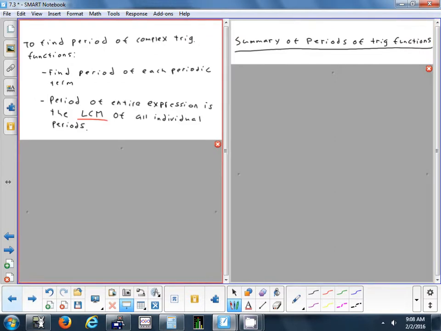And then after you have the period of each periodic term, the problem we're going to do has 2. You could have 3. It depends on the problem. The period of the entire problem is the least common multiple of all the periods. It's the LCM.